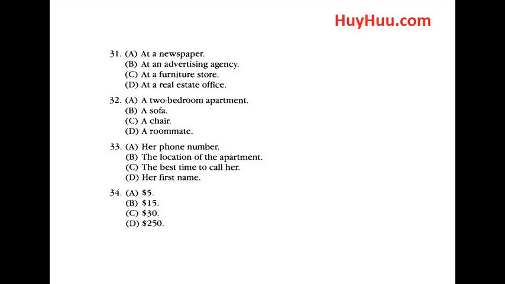How much would that be? It's $5 a week per line. Each of your ads will take up 3 lines, so that's $15 per ad. Number 31. Where does Mark work?